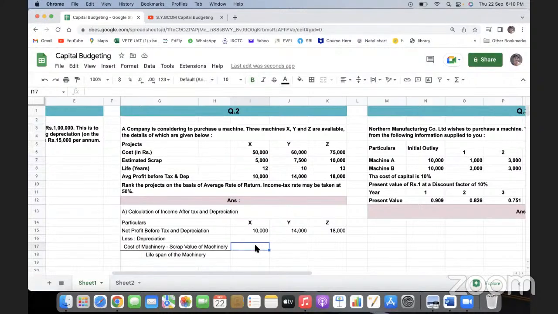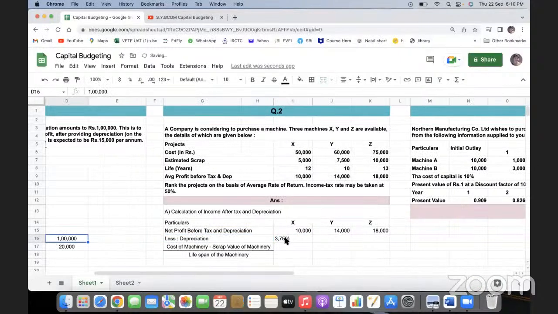ठीक है? Am I clear? Find out the depreciation and tell me कितना आता है depreciation. Okay, so the depreciation amount is 3750. So we'll write it down in the depreciation. That amount is 3750. Depreciation less होता है, so amount कैसे आएगा? We write down amount in a bracket.